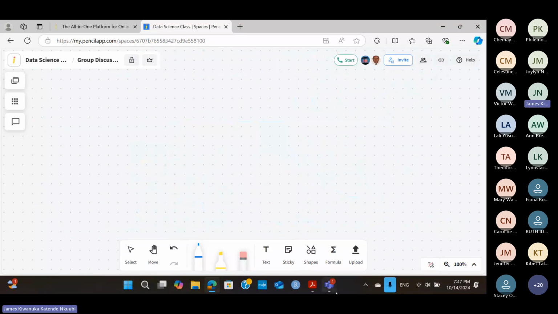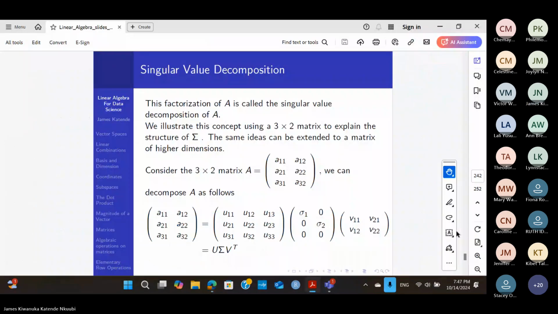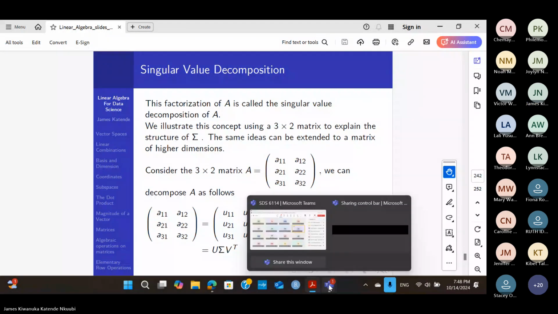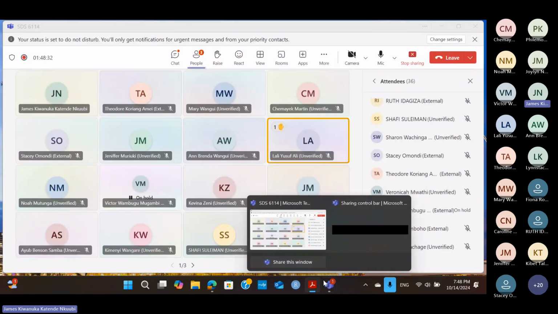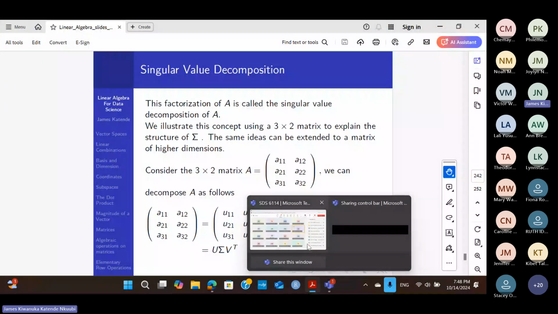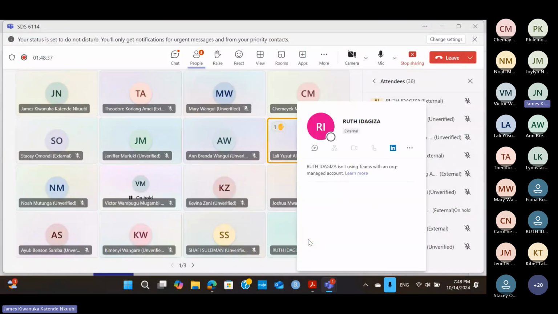So where was I now? We were back to the slides. I don't know whether we should take our usual 10-minute break now. Yes, you should take the break now. Okay, so we take the break, then we resume at 8 o'clock. You can use the break to review your notes. If you're tired, just rest.